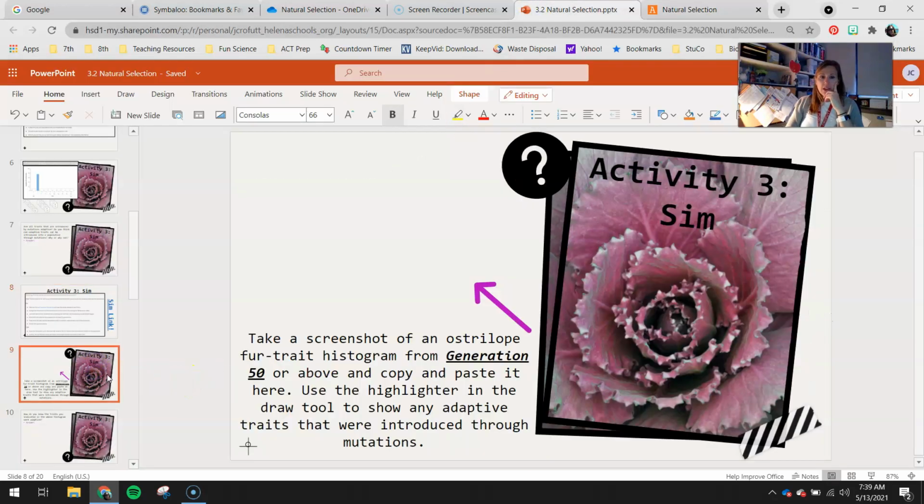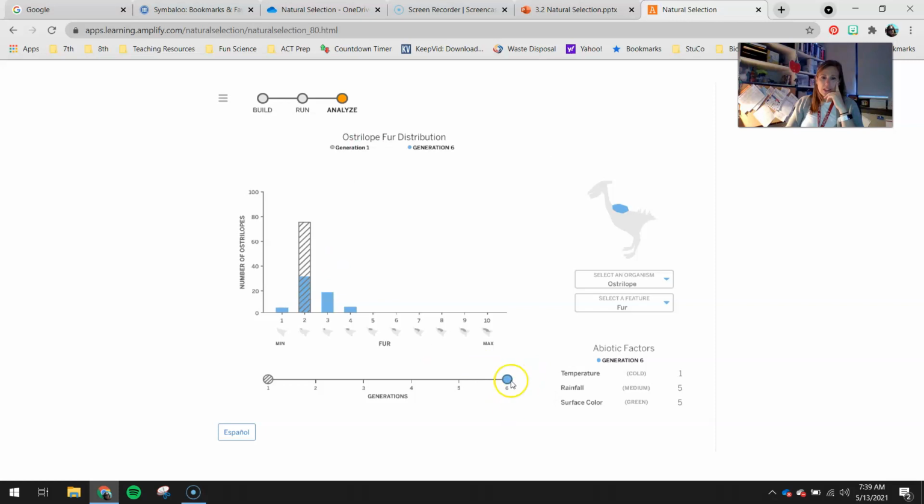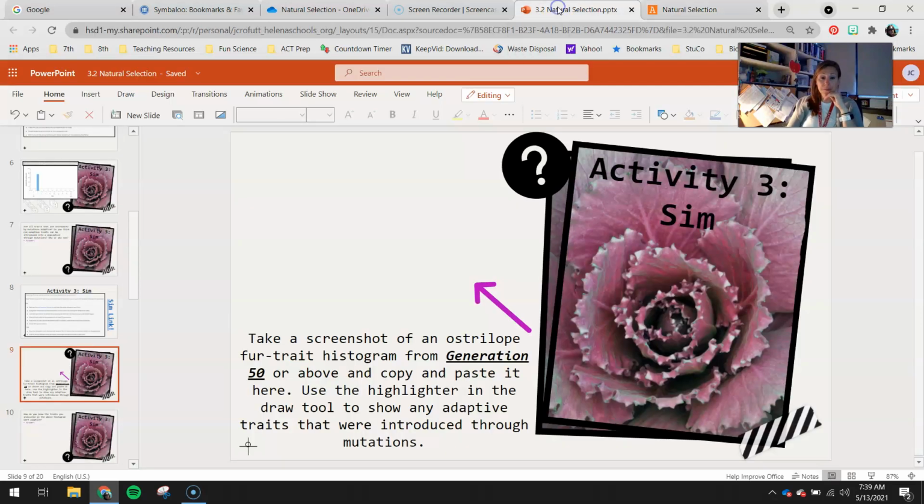All right, moving on. First and foremost, you need to take a screenshot of your Australope fur histogram. So that would be this one here, but obviously this should have 50 generations on it. So you will need to take a screenshot of that. If by this point you don't know how to do that, make sure you ask me and I can help you, but I'm not going to explain it in this video. I've done it in just about every other video. Okay, so that's your generation 50.